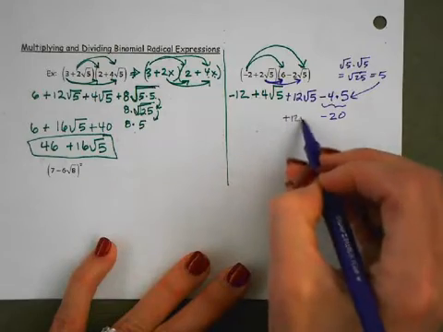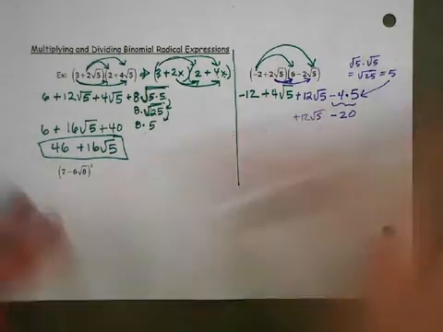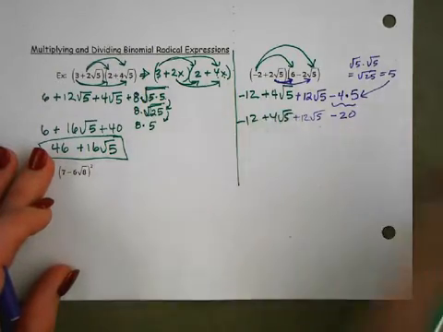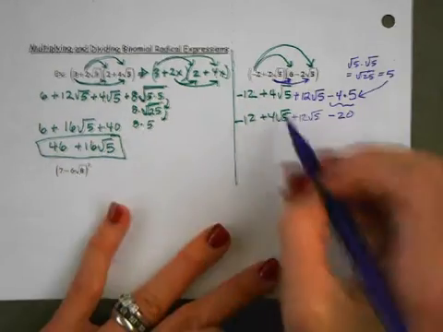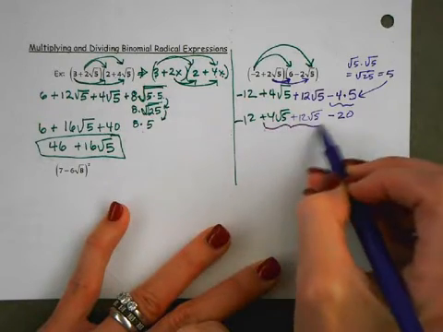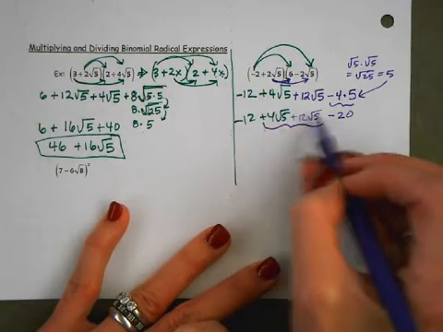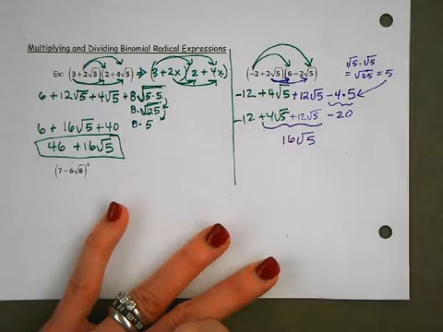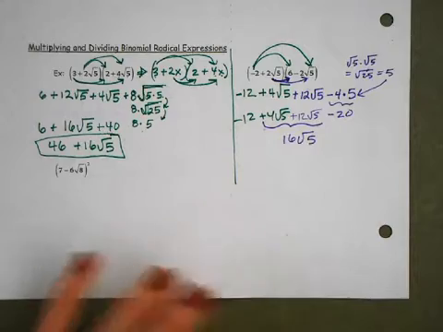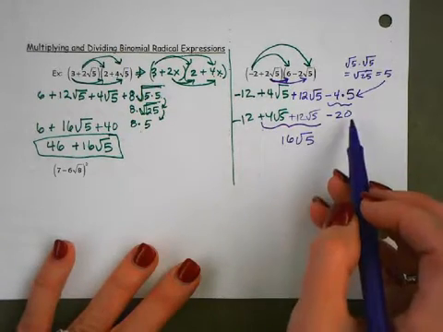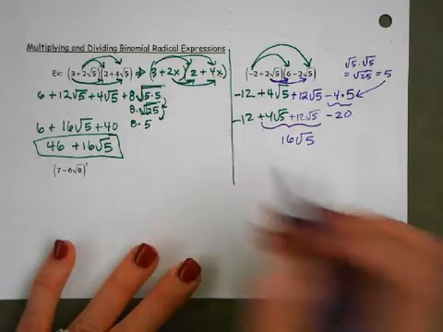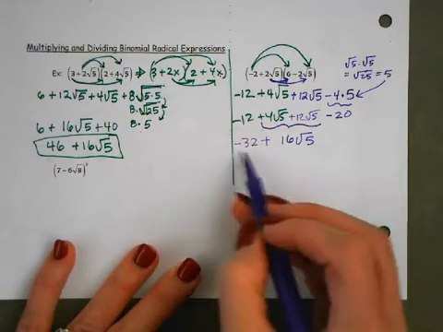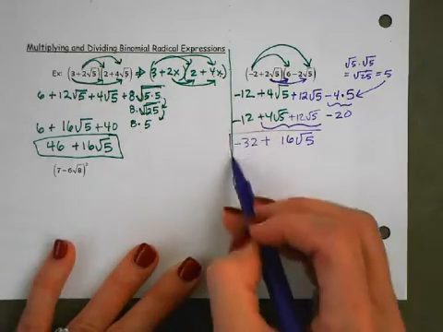Okay? And then if I go and I add all these together, I'm going to combine my like terms. Well, these are the same radicand and index, so I can add these together, so these become 16 square roots of 5, right? And then I have a negative 12 and a negative 20, and what does that equal? Negative 32. So negative 32 plus 16 square roots of 5.